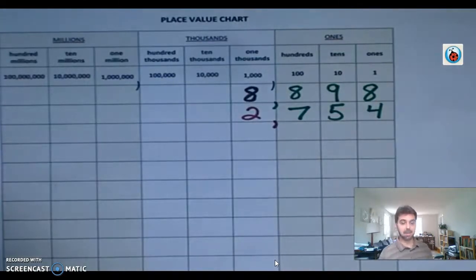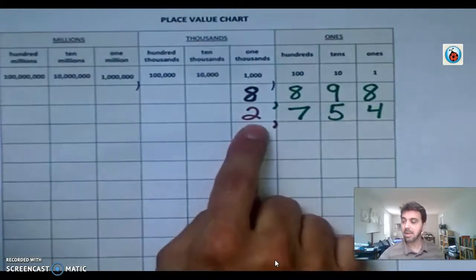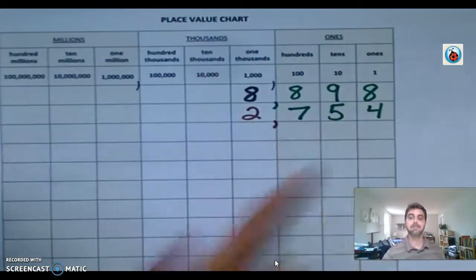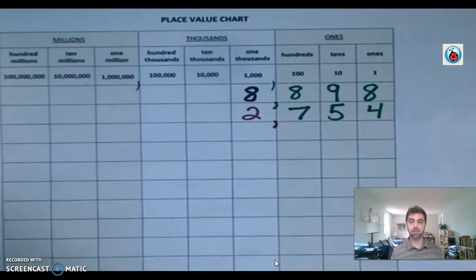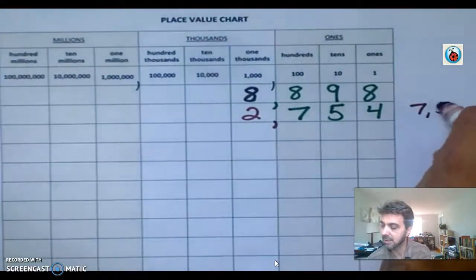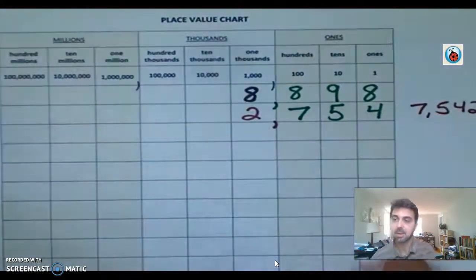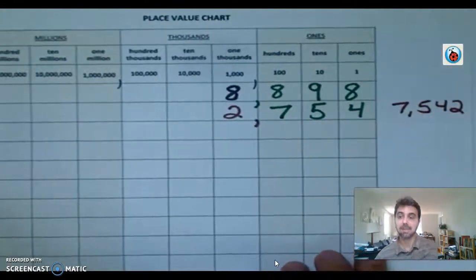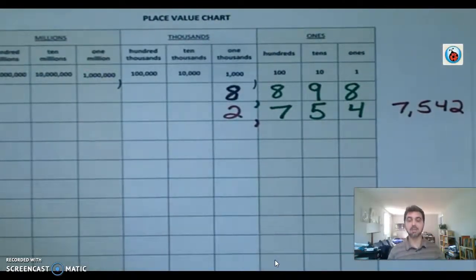Okay, so here's my next question. What's the largest number we could have made with 2,754? What is the largest number? If you wrote, so think about it, if you wrote down 7,542, I'll write that down, 7,542, then you won that game because that's the highest number you could have possibly made.